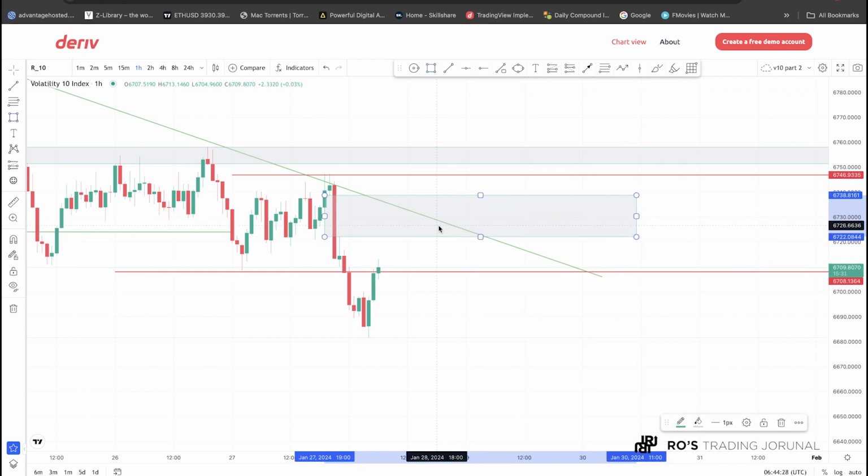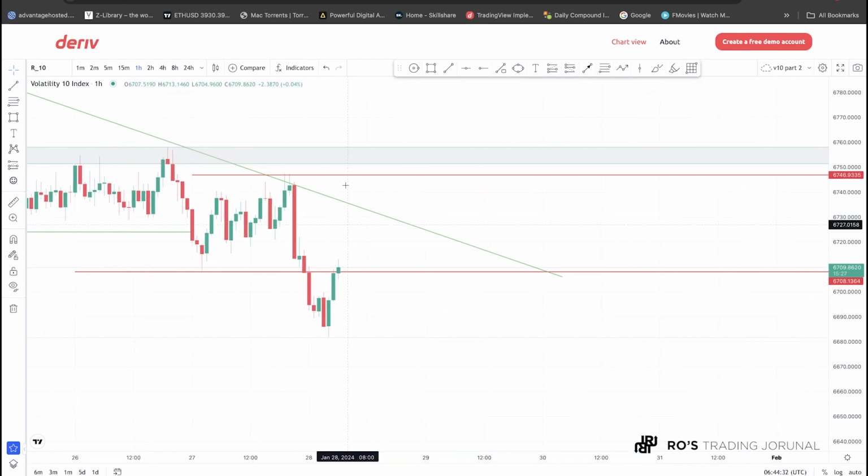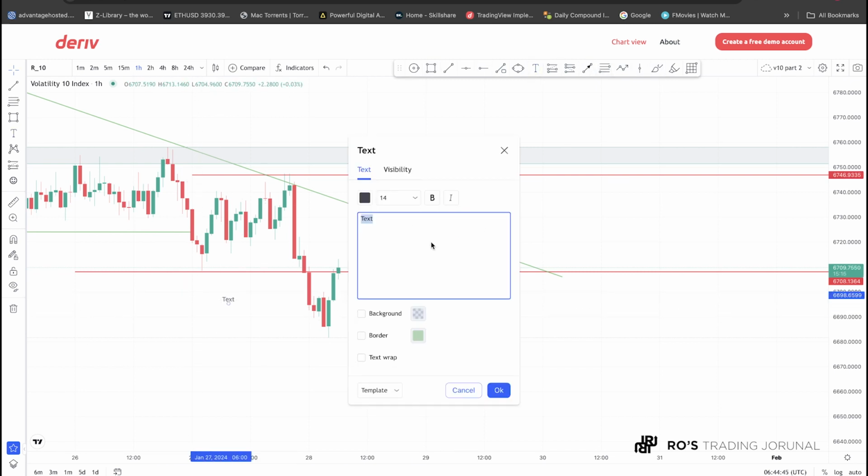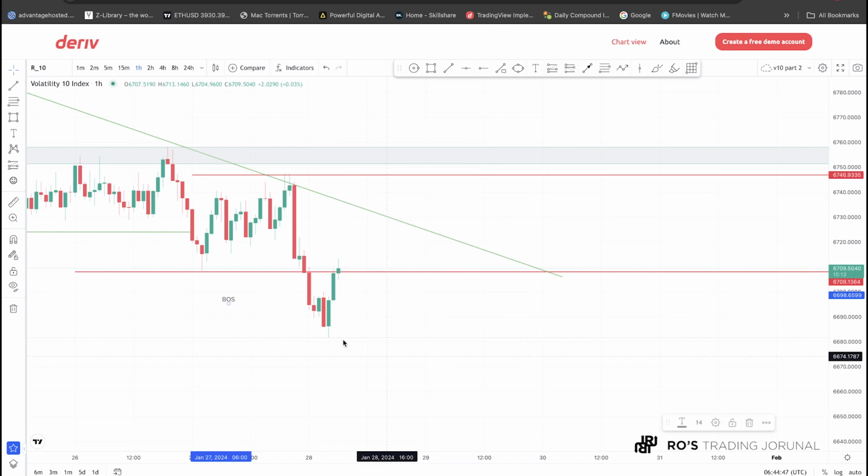Right. I don't really need to put that there, but I'll go down on the smaller time frame and refine it. We see that a break of structure happened here. BOS. What's that thing? BOS. Break of structure.